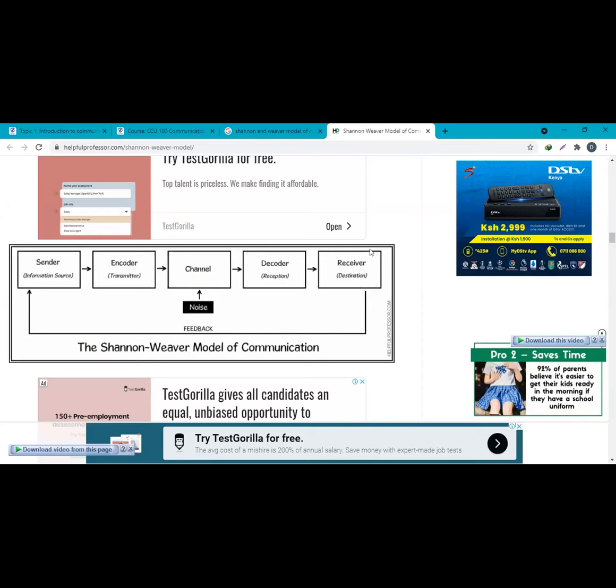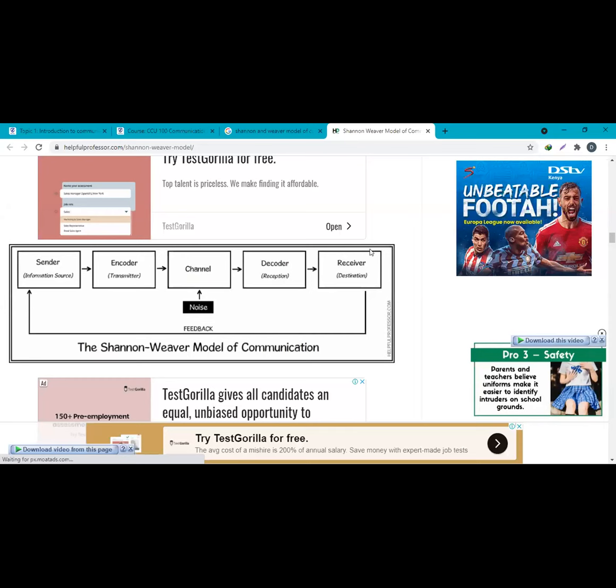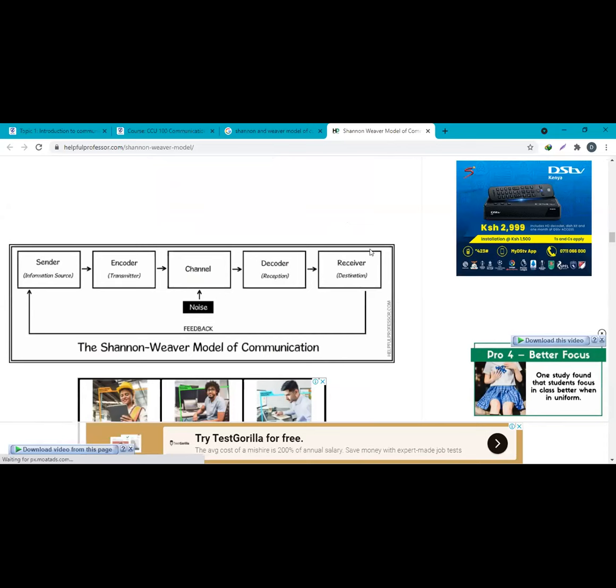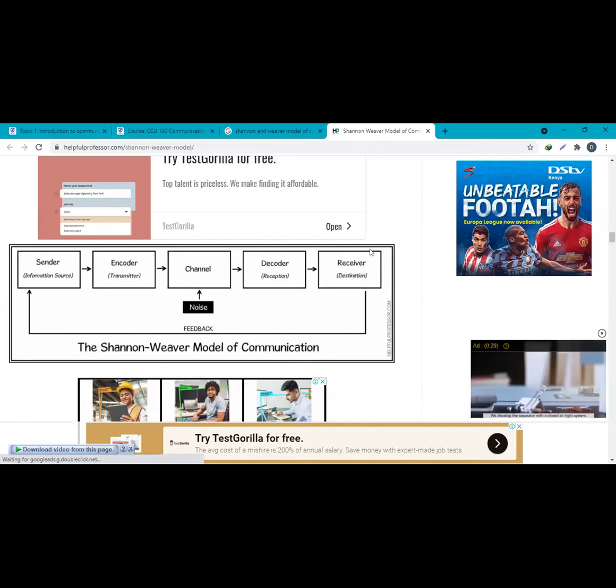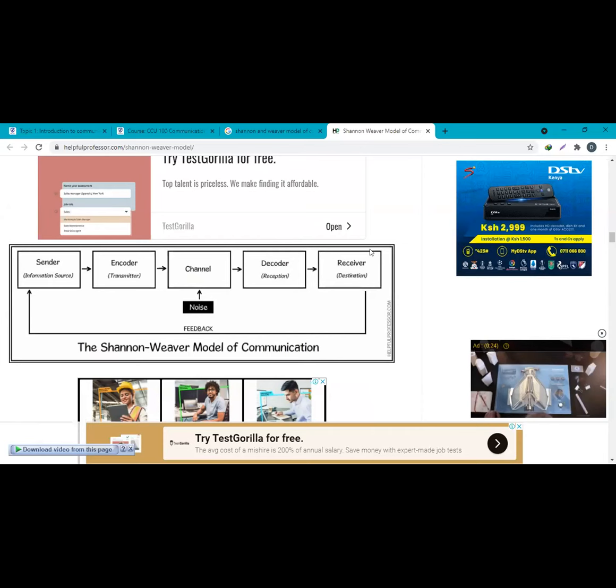Once the sender has the information, then this sender has to do what we call encode. To encode is to do what? To encode is to put his thoughts, because information comes in the mind, into a language or into a symbol that can be understood by the receiver. Like I may have an idea and I put it in form of an emoji.